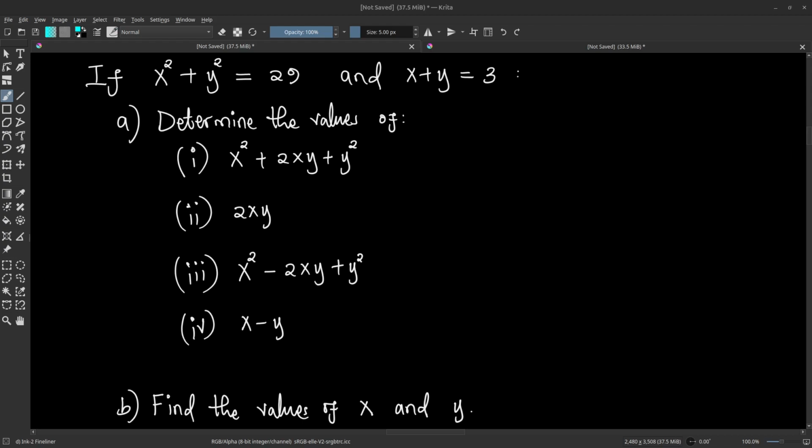Hello. So this question is a bit wordy, but it's pretty simple. So let's go through it. It reads, if x squared plus y squared is equal to 29 and x plus y is equal to 3, the first part A, determine the values of, and the first section of A is x squared plus 2xy plus y squared. So let's just start with that.